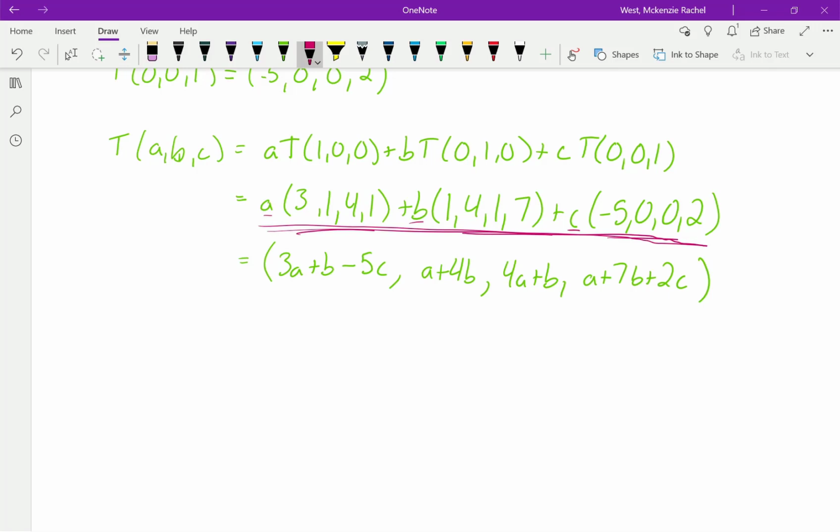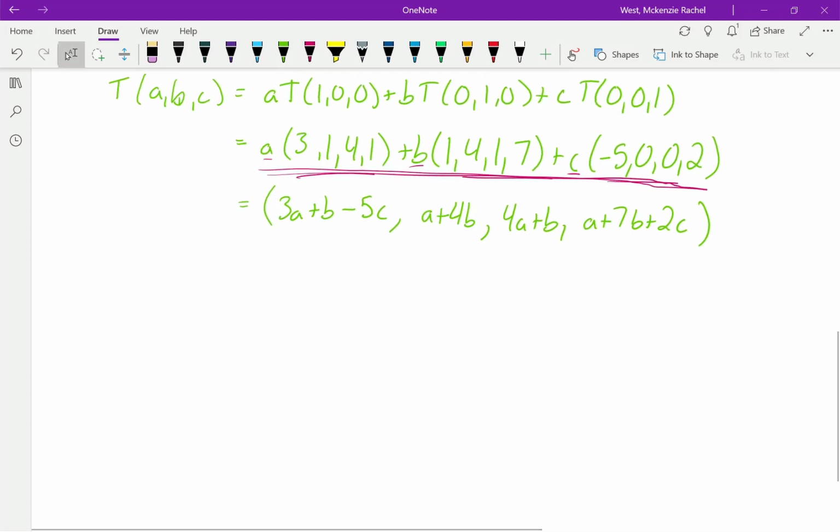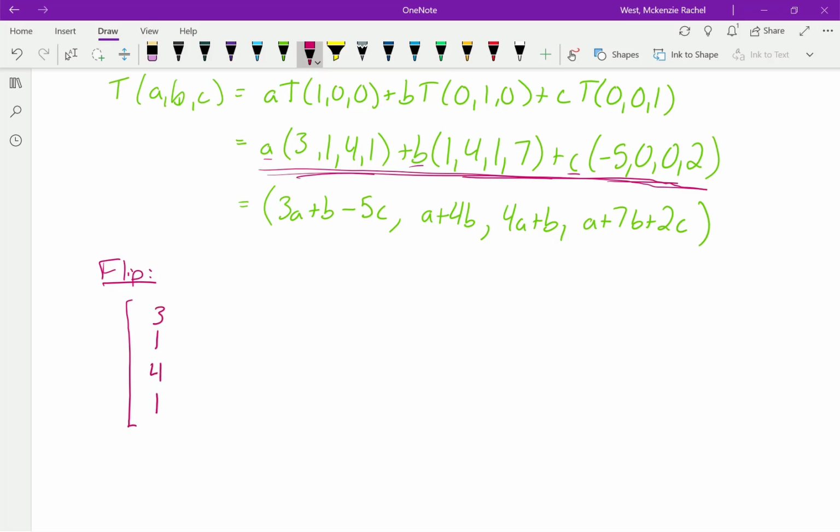let's see, how do I want to say this? Well, let me just flip this real quick to what our point is going to be today. So I'm going to put each one of these images in the columns of a matrix. So we have (3, 1, 4, 1), (1, 4, 1, 7), and (-5, 0, 0, 2).